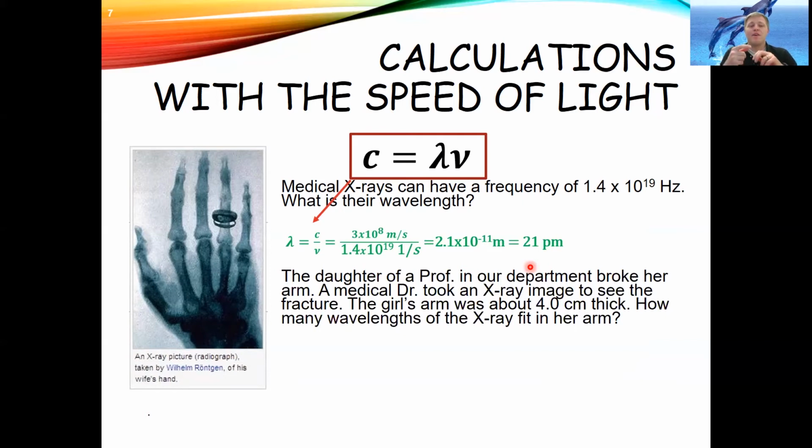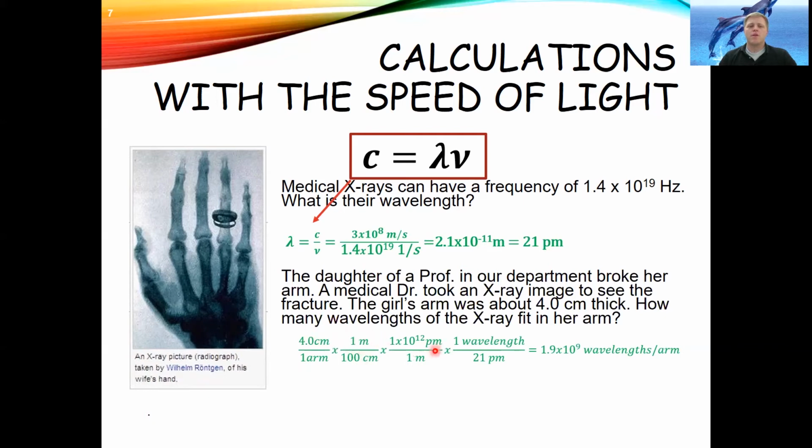But what we want to figure out now is how many x-rays, or how many wavelengths of the x-ray, could fit in that arm simultaneously. So what we're going to do is take this 4 centimeters and convert it into picometers. So 4 centimeters per arm times 1 meter per 100 centimeters. So now we've turned it into meters.